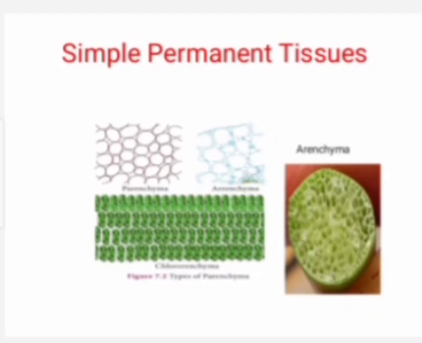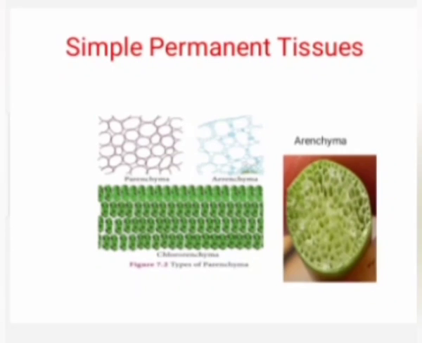Parenchyma cells with chloroplasts are called chlorenchyma. In aquatic plants, this intercellular space is filled with air, so they are called aerenchyma. Because of the presence of aerenchyma, aquatic plants float on the surface of water.